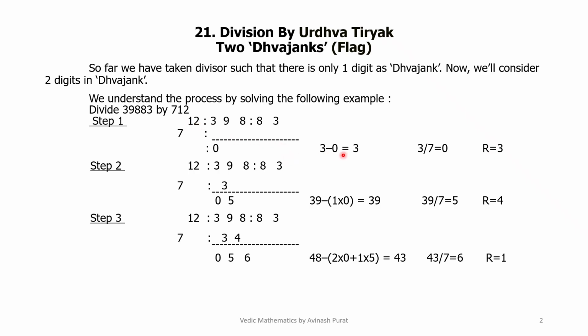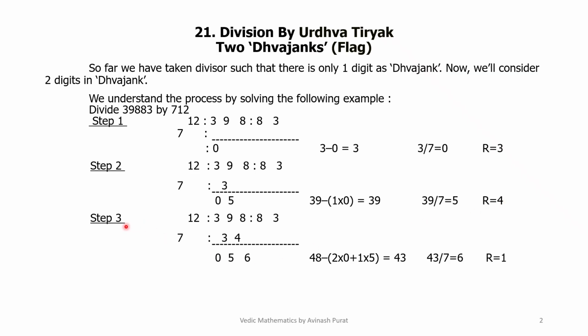Now the first step is 3 minus 0, that is 3. 3 divided by 7 equals 0, and remainder is 3. Now second step, 39 is the dividend. 39 minus 1 into 0, that is 39. 39 by 7 equals 5, and remainder is 4.